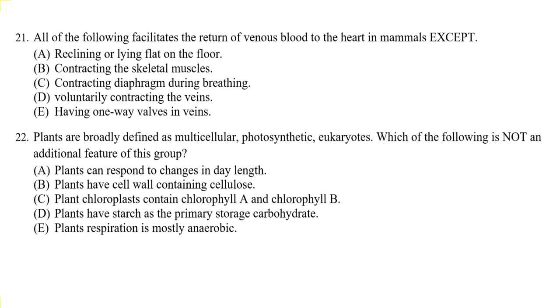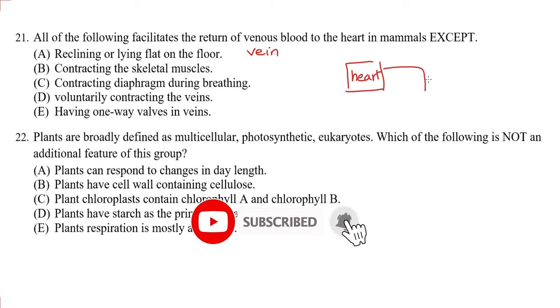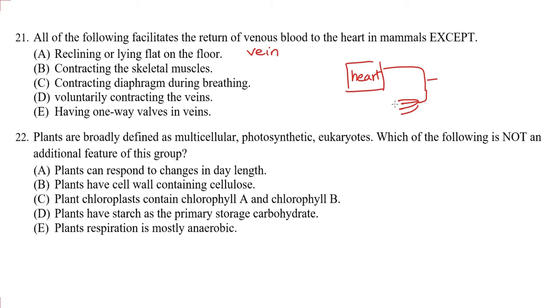Hi my dear friends, in question 21, all of the following facilitates the return of venous blood to the heart in mammals, except. You know what's meant by venous blood? The blood of veins. First of all, you should remember that we have a heart, and it pushes the blood into arteries, and arteries will divide into arterioles, and arterioles will divide into blood capillaries. After that, the blood capillaries will collect the blood again from different body tissues to be collected in venules, and many venules will be collected into veins that pour again into the heart.